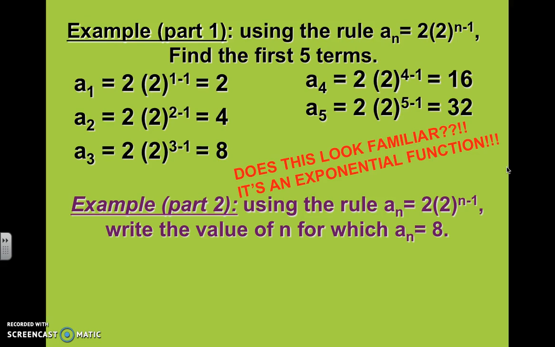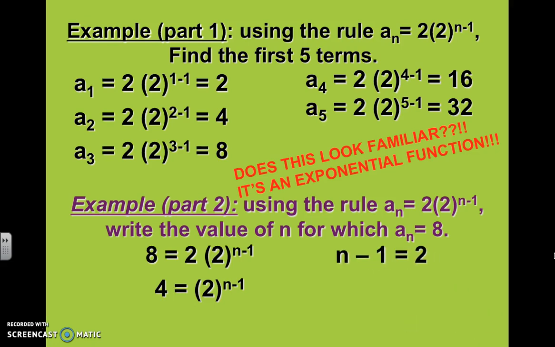Now let's use the same rule to find the value of n for which a sub n is 8. So we're going to set the rule equal to 8. So 8 is equal to 2 times 2 to the n minus 1. This is a hard equation to solve. You actually don't know how to solve this type of equation, but we will be able to figure out n. We're going to divide by 2 on both sides. So we're getting rid of this first 2 right here by dividing by it. That gives us 4 equals 2 to the n minus 1. Now, we don't know how to solve this equation, but we do know that 4 is equal to 2 to the second power. So that means that n minus 1 has to equal 2. The exponent has to be 2 for that equation to be true. And so adding 1 on both sides tells us that n is equal to 3.